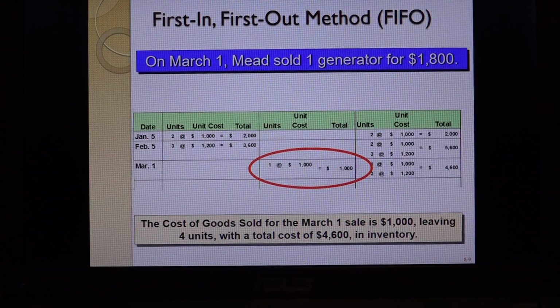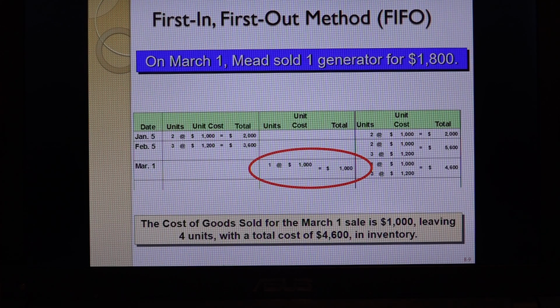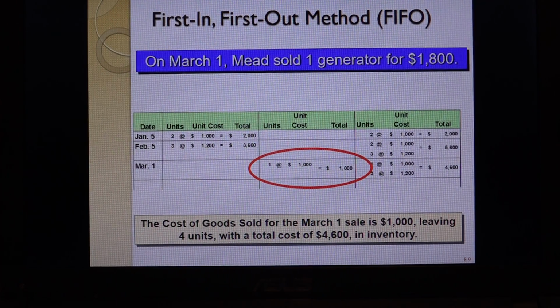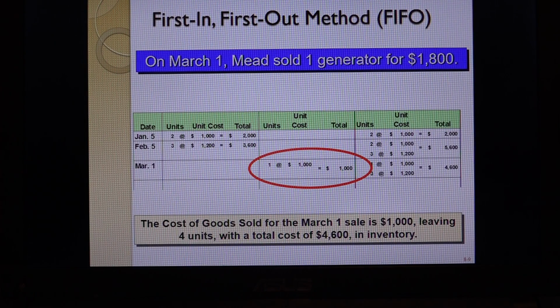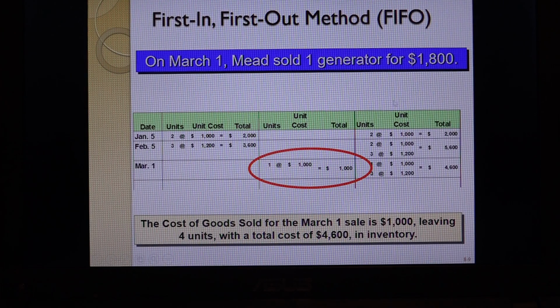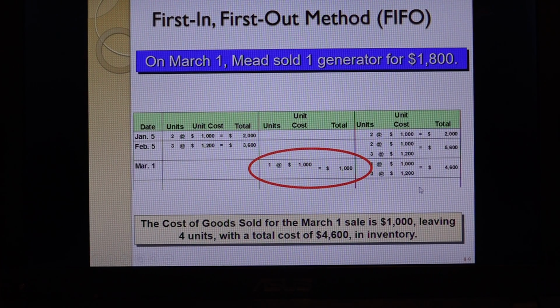All right, let's go to first in, first out. Just like the name says, you're going to choose the first items in your inventory that you've purchased. Here, we have 2 units at $1,000. We sell 1 unit, and so we're going to take that out at $1,000. So our cost of goods sold here is $1,000. What does that do to our gross profit? Well, it makes it go up even higher than either specific ID or average cost. It also makes your ending inventory, the remaining inventory, more, $4,600.